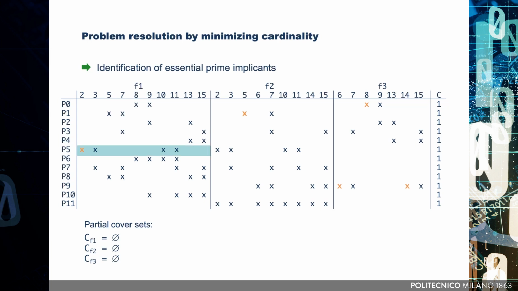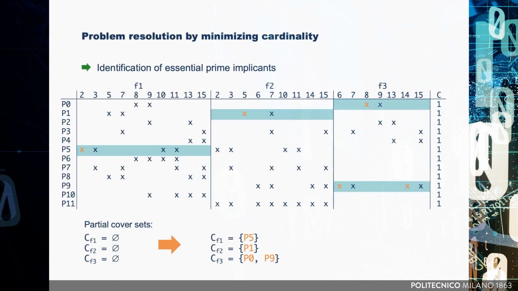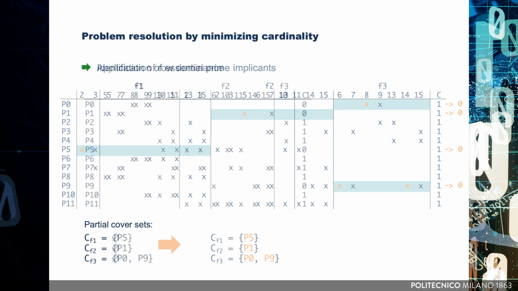P5 is essential for F1. P1 is essential for F2, P0, and P9 are essential for F3. We add these implicants to the cover sets of the corresponding functions. We then update their cost to 0. The next time any of these implicants is selected for a different function, there will be no additional cost, as the corresponding AND gate is already instantiated.